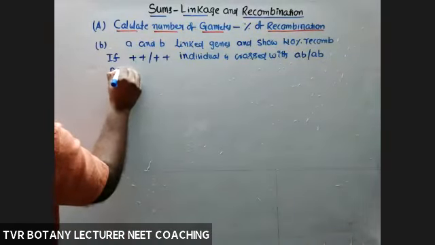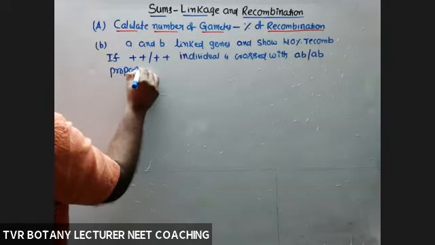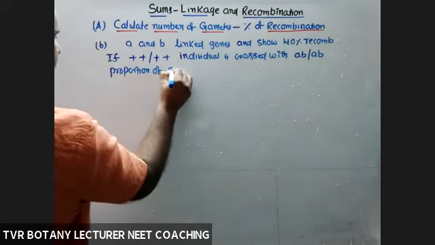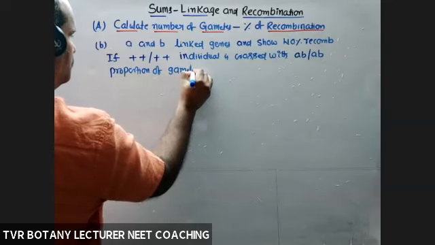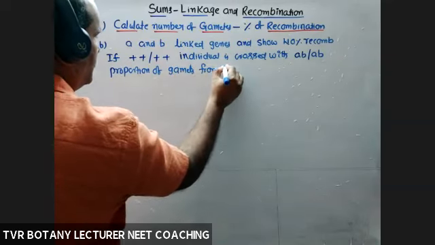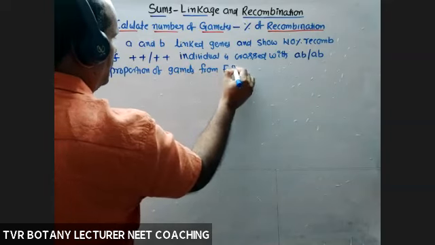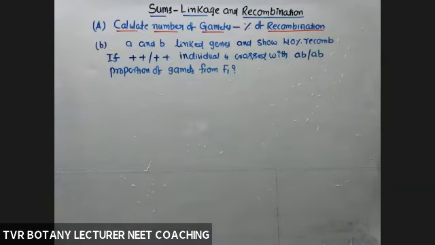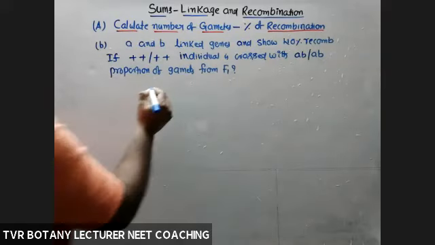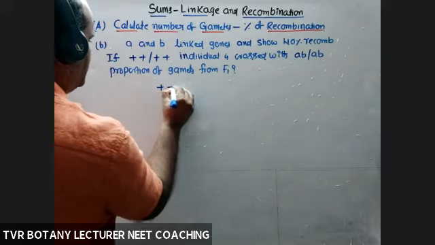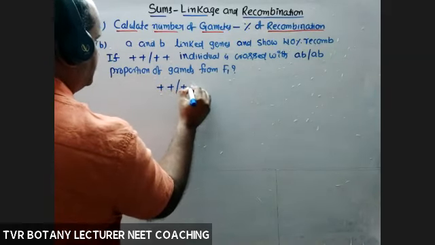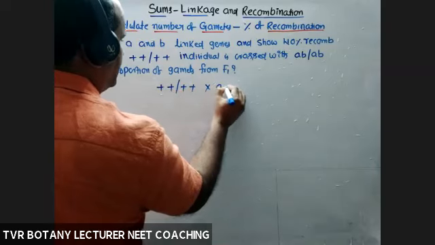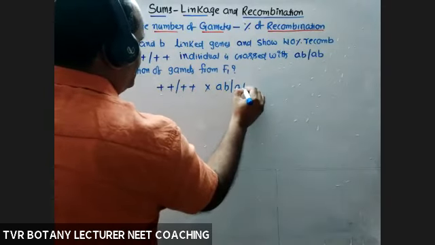The question is the proportion of gametes from F1, how much? Means what are the types of gametes? How many kinds of gametes are possible, they're asking. So first take a plus/plus crossed with ab/ab.